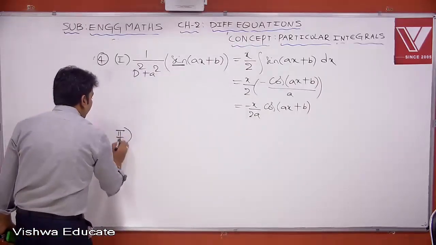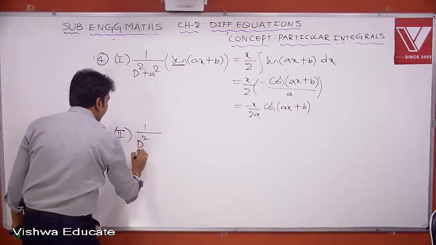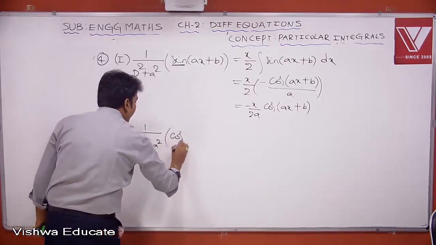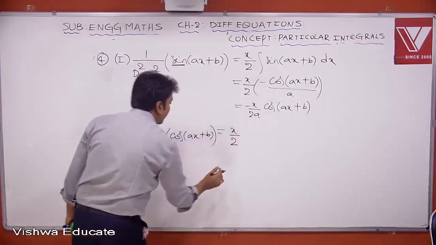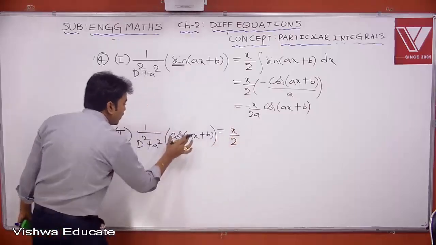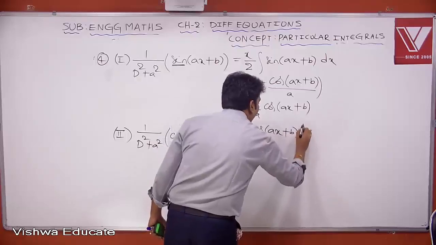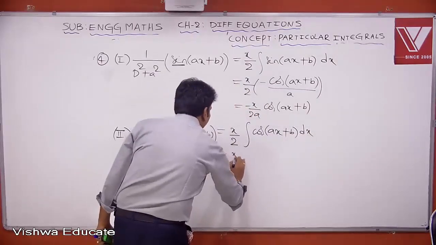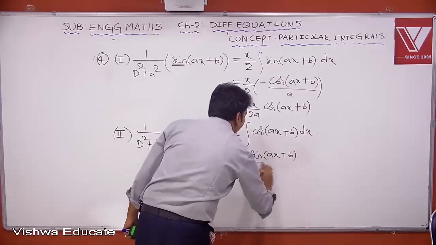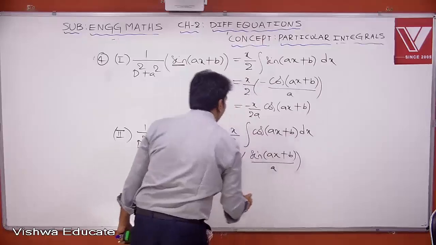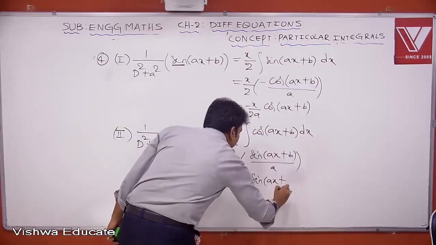Now we discuss another case where the denominator gets 0 when D square is replaced by minus a square. That is in case of the cos function: 1 by D square plus a square of cos of ax plus b. This is nothing but x by 2 into the integral of cos of ax plus b dx. The integral of cos is sine of ax plus b divided by the derivative of ax plus b, which is a. Therefore, this is x by 2a into sine of ax plus b.